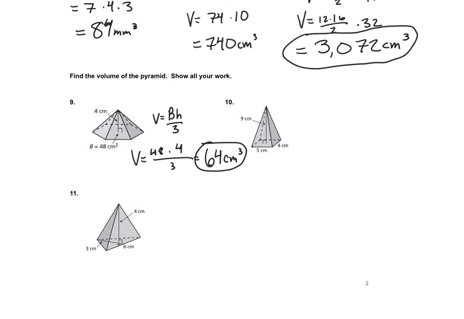For number 2, I've got a rectangular base, so I'm going to substitute in B for length times width, and then keep height the same, divide by 3. Okay, 9 times 4 times 5 divided by 3. 5 times 4 times 9 divided by 3. And we'll get 60 cubic centimeters for that answer.